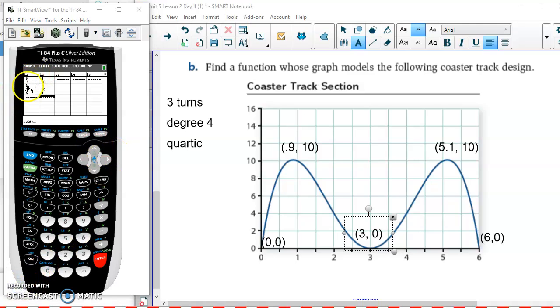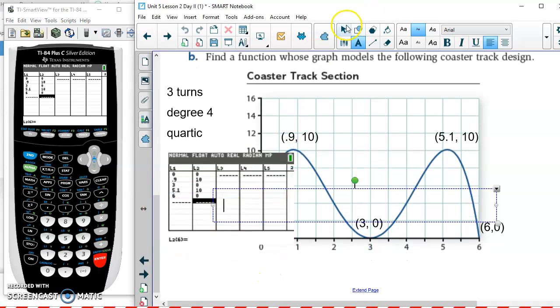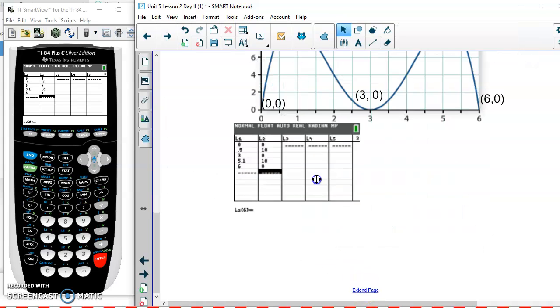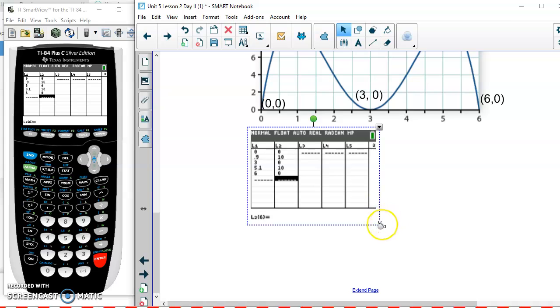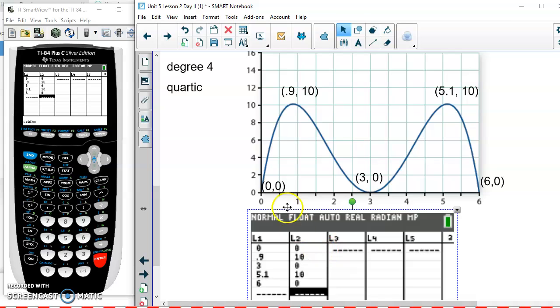Okay, so I've taken the time to put all of our coordinates in. I think I can take it and drag it right here. Hopefully my computer will do what I want it to do so you guys can see this. So you can see my list values. 0 goes with 0, just like here. 0.9 and 10 go together. 3 and 0 are friends, they go together. 5.1 and 10 go together, and then 6 and 0 go together. Okay? So once we have that in, really that's the main part of the problem.